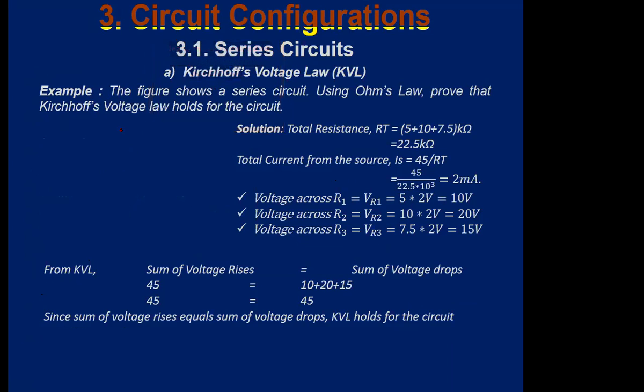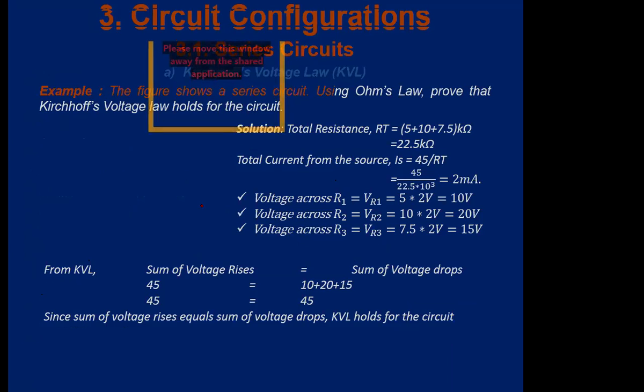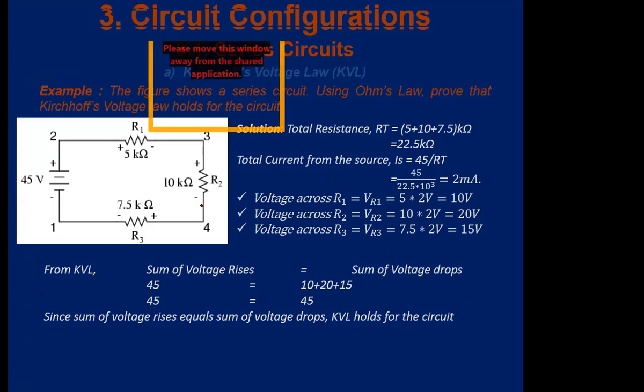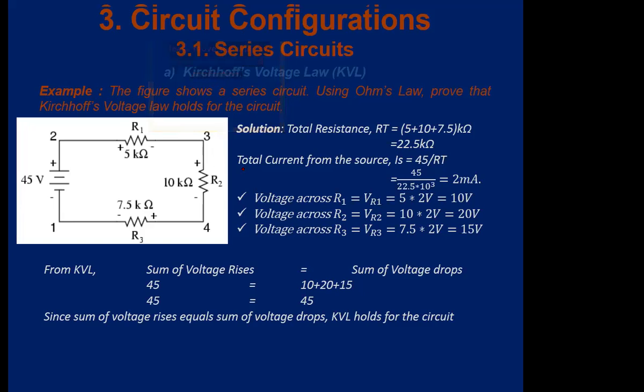As an example, the figure shows a series circuit. Using Ohm's law, prove that Kirchhoff's Voltage Law holds for the circuit. Right, so that is the circuit you have. It's a series circuit, 5 kilo ohm, 10 kilo ohm, and 7.5 kilo ohm resistors are in series, and they are all supplied by a 45 volt source. So for us to use Ohm's law, remember Ohm's law says V is equal to IR. So we have to find the value of I, the value of V, and then the value of R.